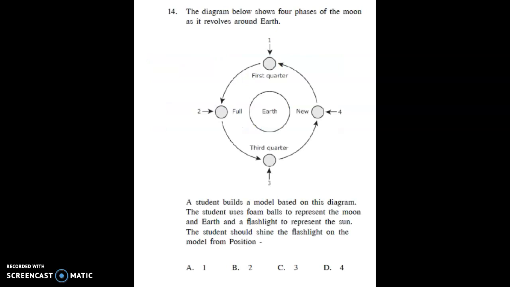Question 14. The diagram below shows 4 phases of the moon as it revolves around Earth. The student builds a model based on this diagram. The student uses foam balls to represent the moon and Earth and a flashlight to represent the sun. The student should shine the flashlight on the model from position A, 1, B, 2, C, 3, or D, 4.